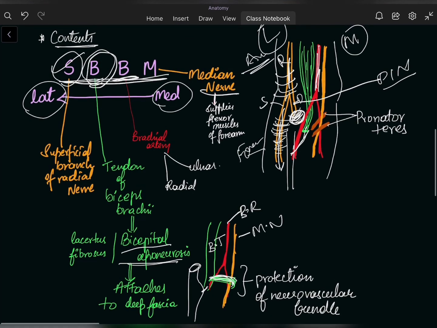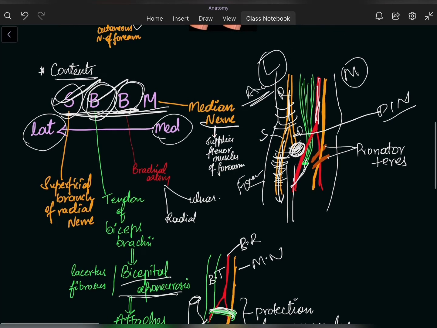Now what are the other two contents? We have completed the superficial branch of the radial nerve and the biceps tendon. Now coming medial to the biceps tendon, it is the brachial artery, a continuation of the axillary artery. It enters into the arm, and in the cubital fossa, it divides into two branches, radial and ulnar artery. The radial branch goes into the forearm, and the ulnar branch passes deep to the deep head of pronator teres.